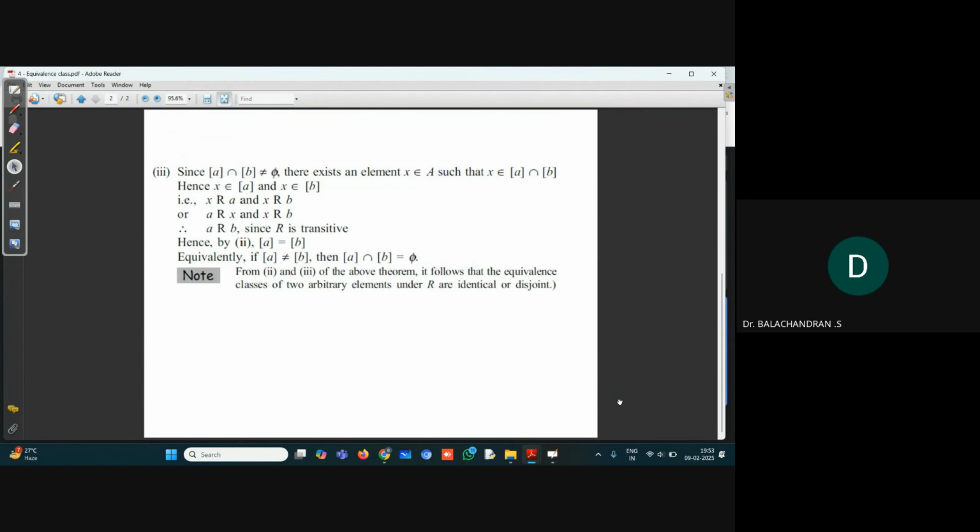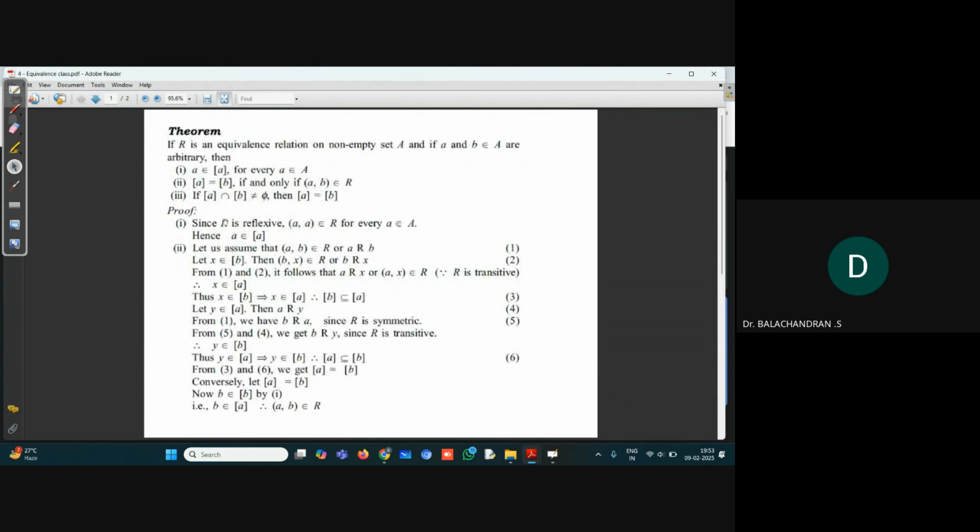I think I explained something. What I explained here is, its intersection is not equal to empty. Then they are equal. So I gave an example. Here you can see equivalence class of 2 equals equivalence class of 4, because they have a common element. So either they are equal or the intersection is non-empty. Suppose the intersection is non-empty, they should be equal.